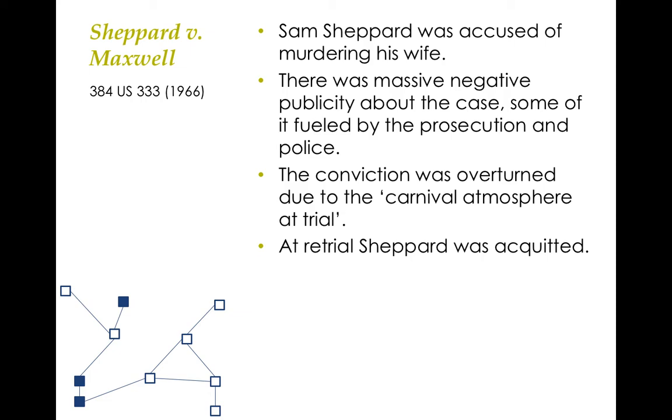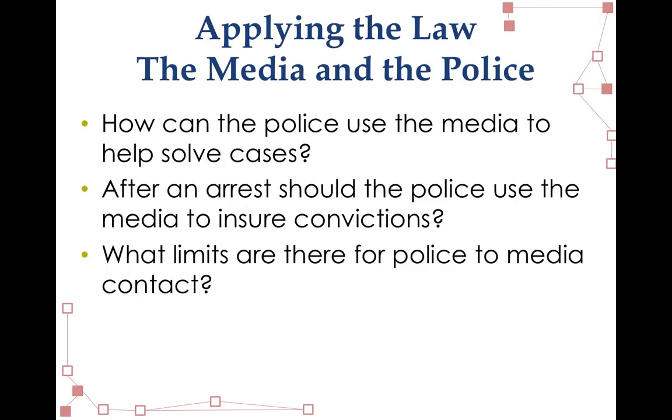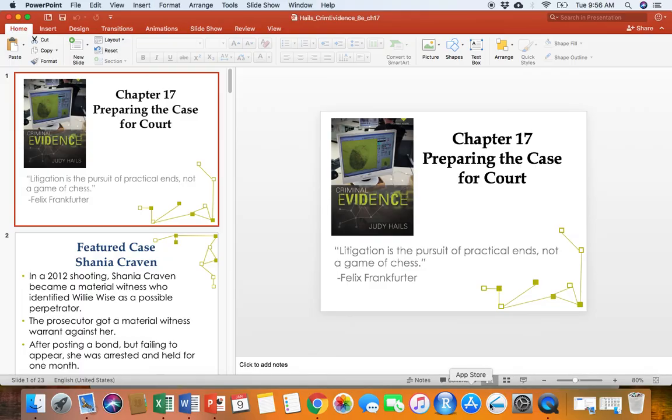So in Shepard v. Maxwell, Sam Shepard was accused of murdering his wife. And there was a lot of negative publicity about the case, some of it fueled by the prosecution and police. The conviction was overturned because of the, quote, carnival atmosphere at the trial. And at retrial, he was acquitted. And that wraps it up.